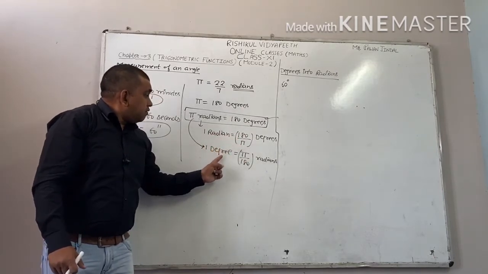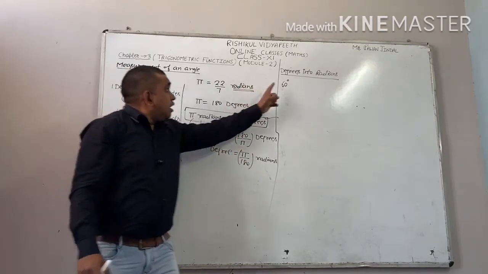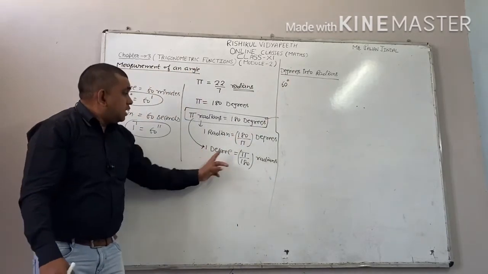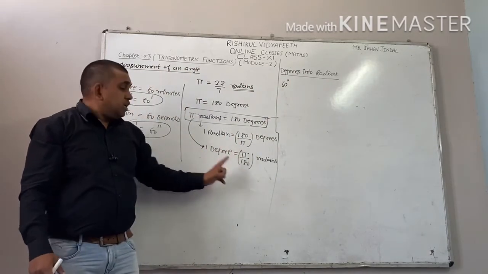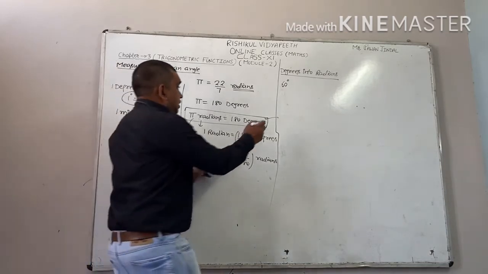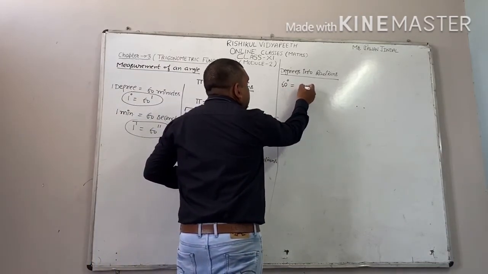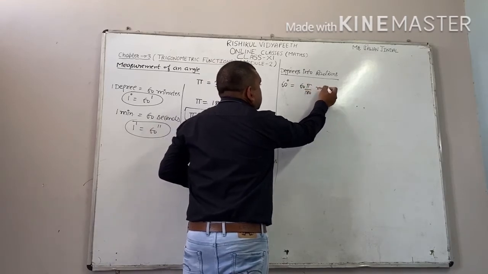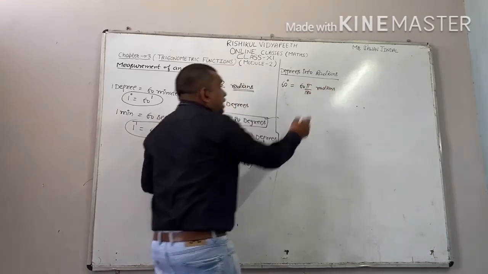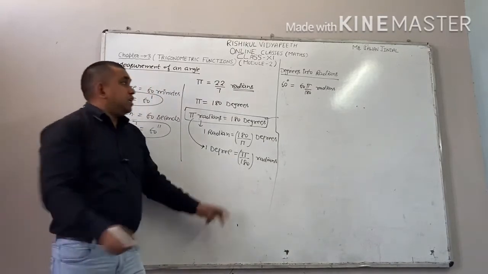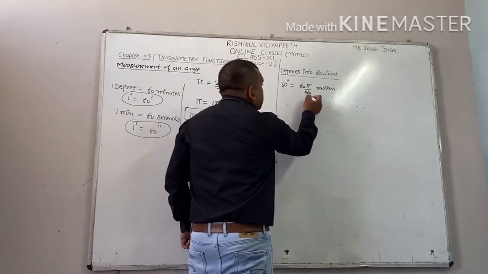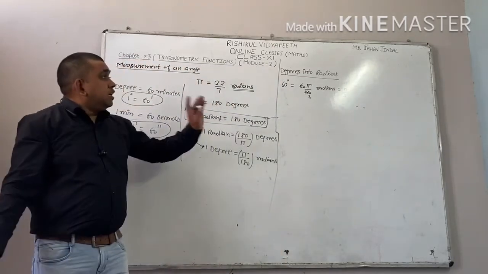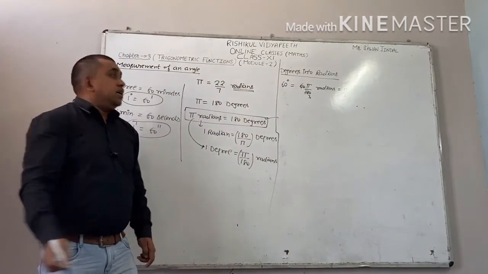Now, which formula do we have to apply here? I want to convert degrees into radians, so 1 degree equals pi upon 180 radians. Therefore, 60 degrees equals 60 pi upon 180 radians. Means multiply by pi upon 180. That's why your answer is pi upon 3 radians. If you are not mentioning the unit, it is understood that the unit is radian.